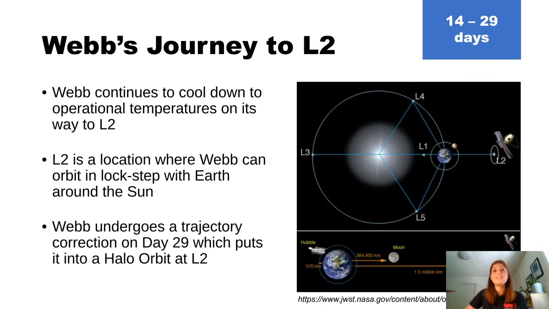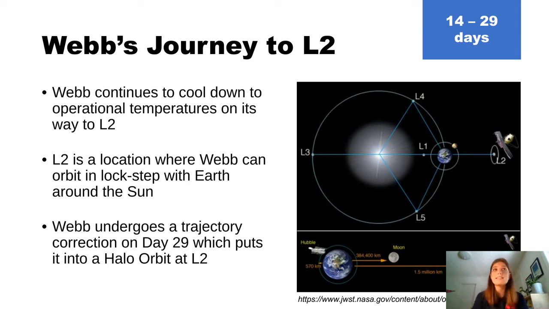Following this, Webb continues its journey to L2. During this time, it continues to cool down to operational temperatures, and it gets ready to start its commissioning process once it gets there. L2 is really unique because it's a location where Webb can orbit in lockstep with Earth. So basically, as Earth moves around the sun, the Webb observatory is going to rotate around with it, which is really important because it's going to help Webb block out sunlight and heat, both from the Earth and the sun as it travels throughout its journey.